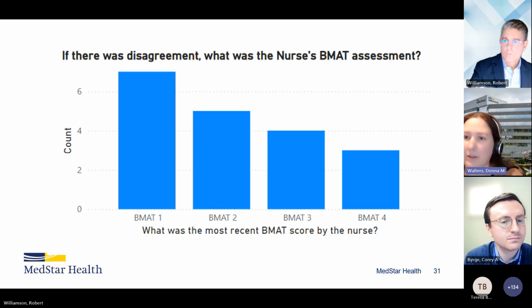On those 18% that weren't matching, what was the disagreement? Was it a BMAT 1, 2, 3, or 4? And you can see the majority of them were in the BMAT level 1 area. Next slide, Bob.